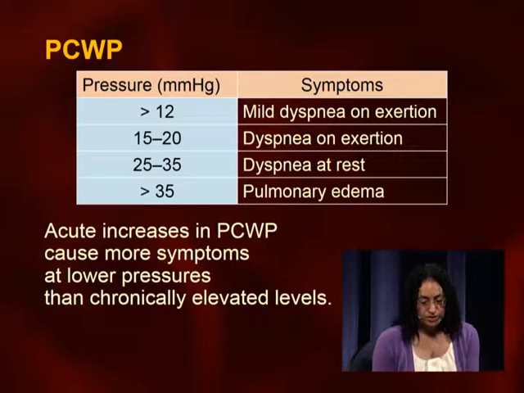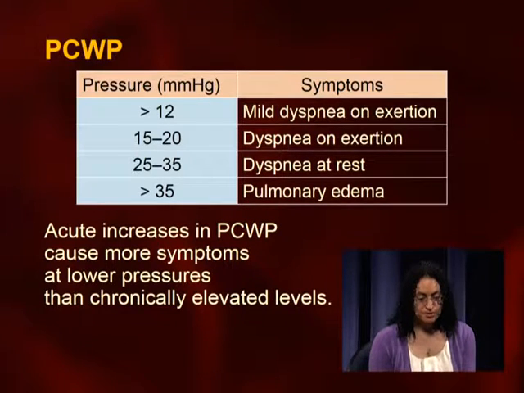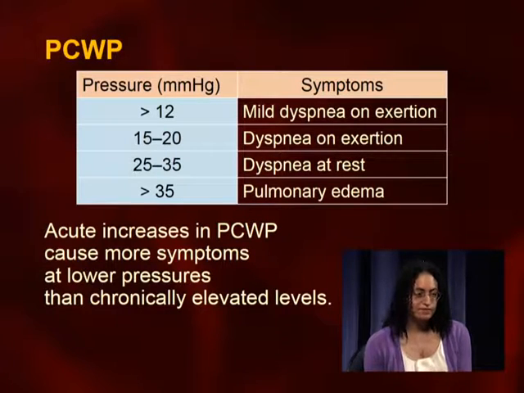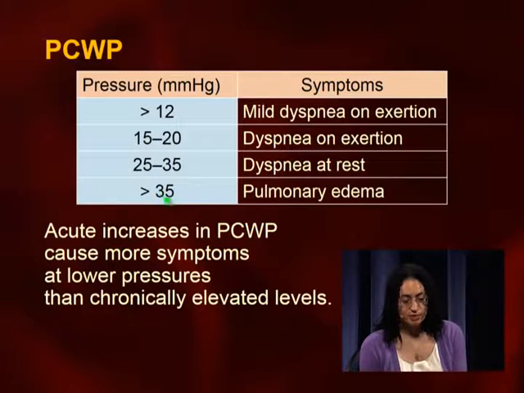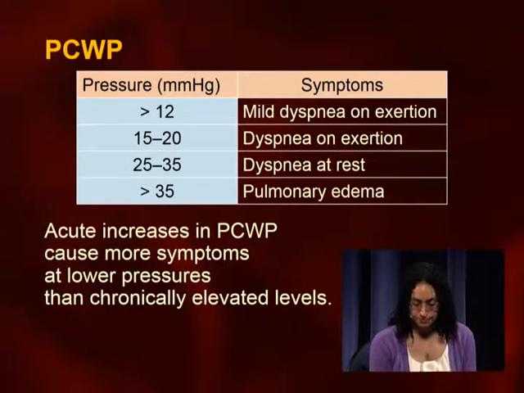Know that acute increases in wedge pressure cause more symptoms at lower pressures than chronically elevated levels because with chronic elevations, people can compensate. So normally, pressure is less than 12. When it gets greater than 12, you'll see some mild dyspnea on exertion. At 15 to 20, there's frank dyspnea on exertion, and 25 to 35, there's dyspnea at rest. When the wedge is over 35 in most patients, there's pulmonary edema.